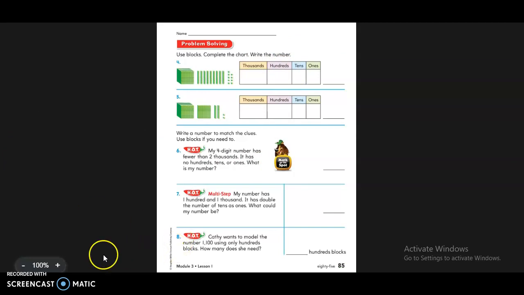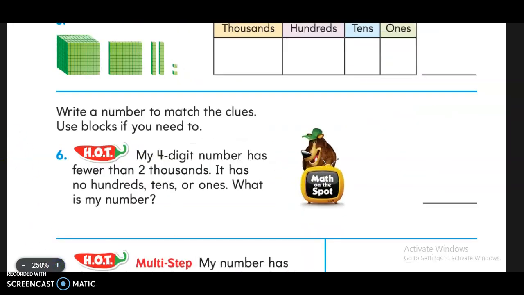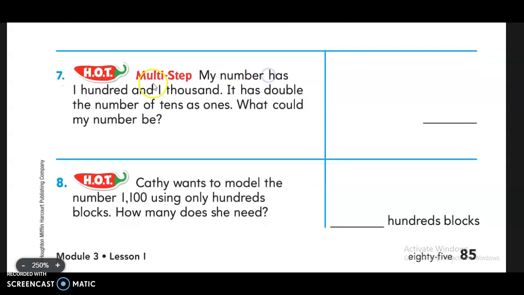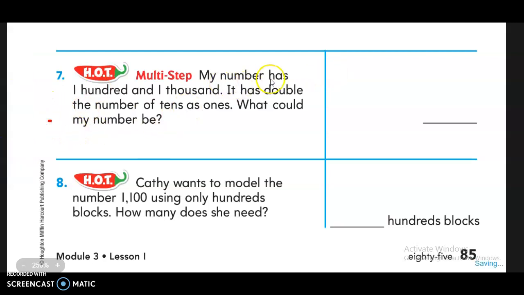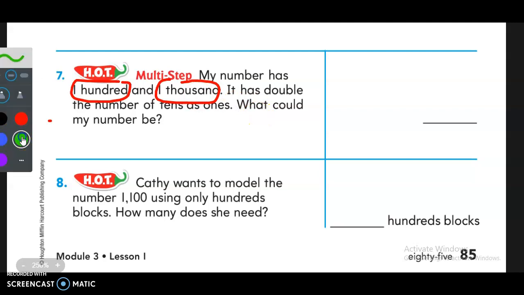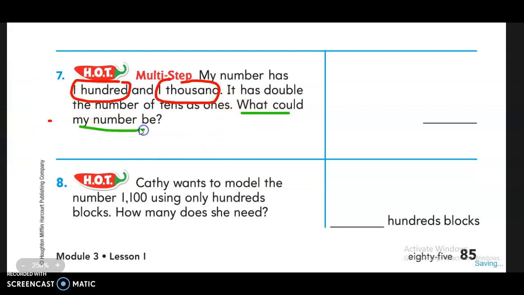Now, let's do a quick look at my multi-step in the hot pepper. First thing I'm going to do when I read it is I'm going to circle my numbers. So my number has 100 and 1,000, and it has double the number of tens as ones. What could my number be? And I underline my question. Now I want you to square what's important. Okay, double tens as ones.